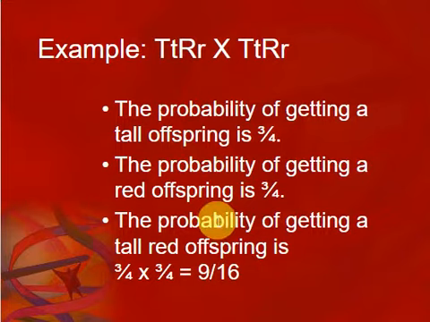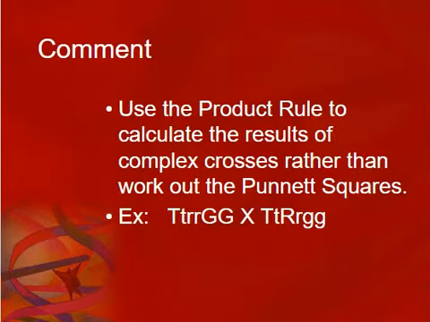If we wanted to do short red, we would take 1/4 times 3/4, and that would give us our probability of getting a short red. I can't remember what I said, I don't know. But I think you get the idea. So you can use the product rule to calculate results way easier than you can with Punnett squares.